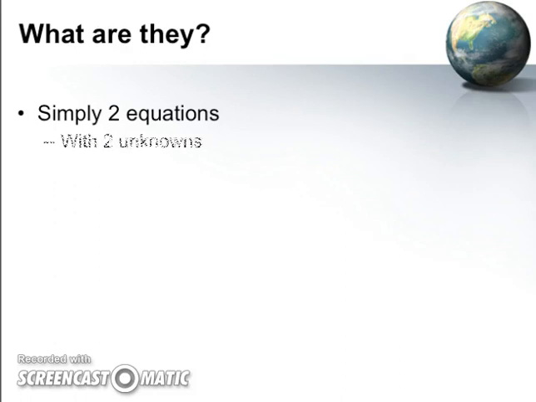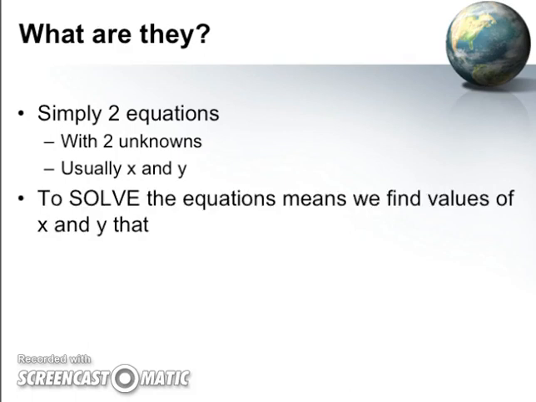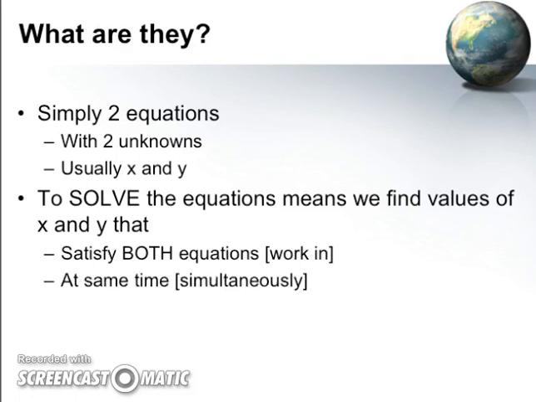So what are they? They're basically two equations in x and y that are the two unknowns. And when we solve these equations, what we're trying to find is values of x and y that both work in the equations and both satisfy or solve the equations at the same time. The method we're going to look at here is called the elimination method.